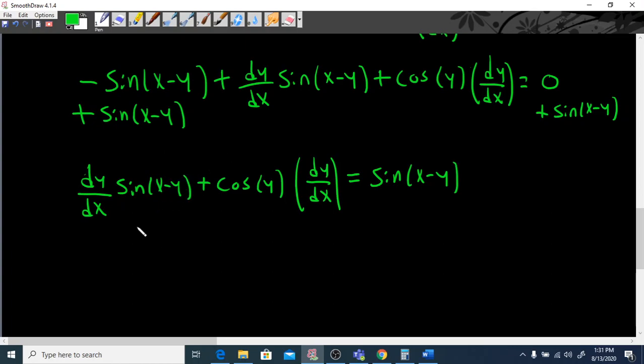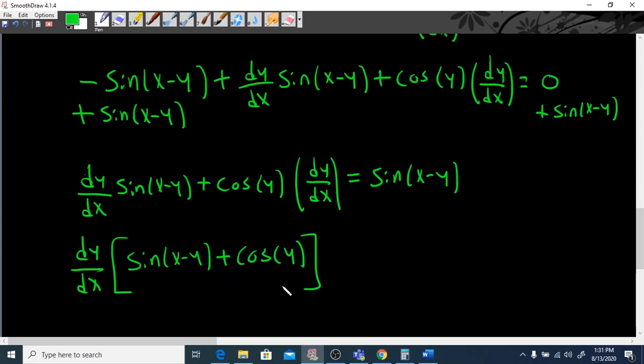Now on the left hand side we can factor by greatest common factor dy dx, leaving the sine of x minus y plus cosine of y. And then the right hand side is unchanged.